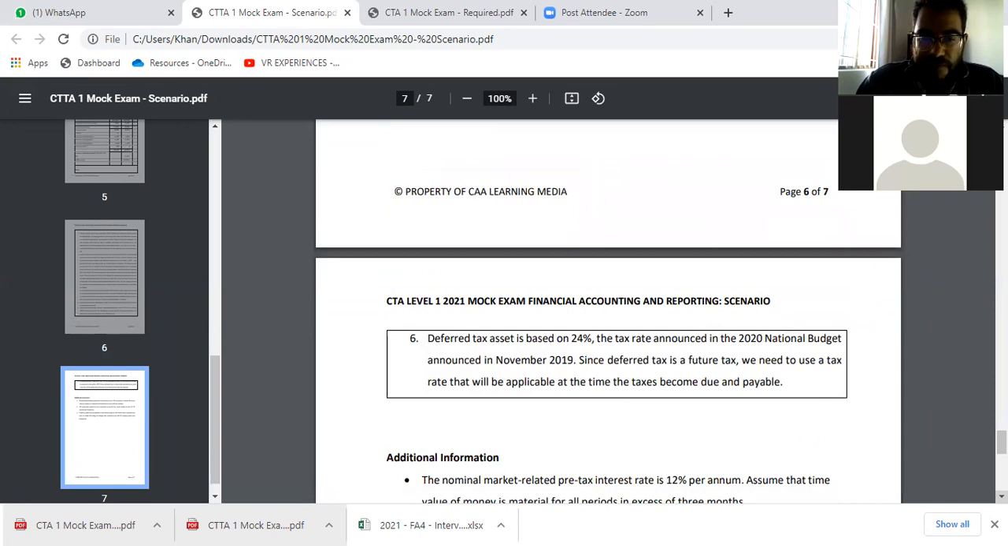Deferred tax asset base is on 24%. The tax rate announcement in the 2020 budget announced in November 2019. Since deferred tax is a future tax, we need to use a tax rate that will be applicable at the time the tax becomes due and payable. Deferred tax is based on 24%, the tax rate announced in the 2020 national budget announced in November.